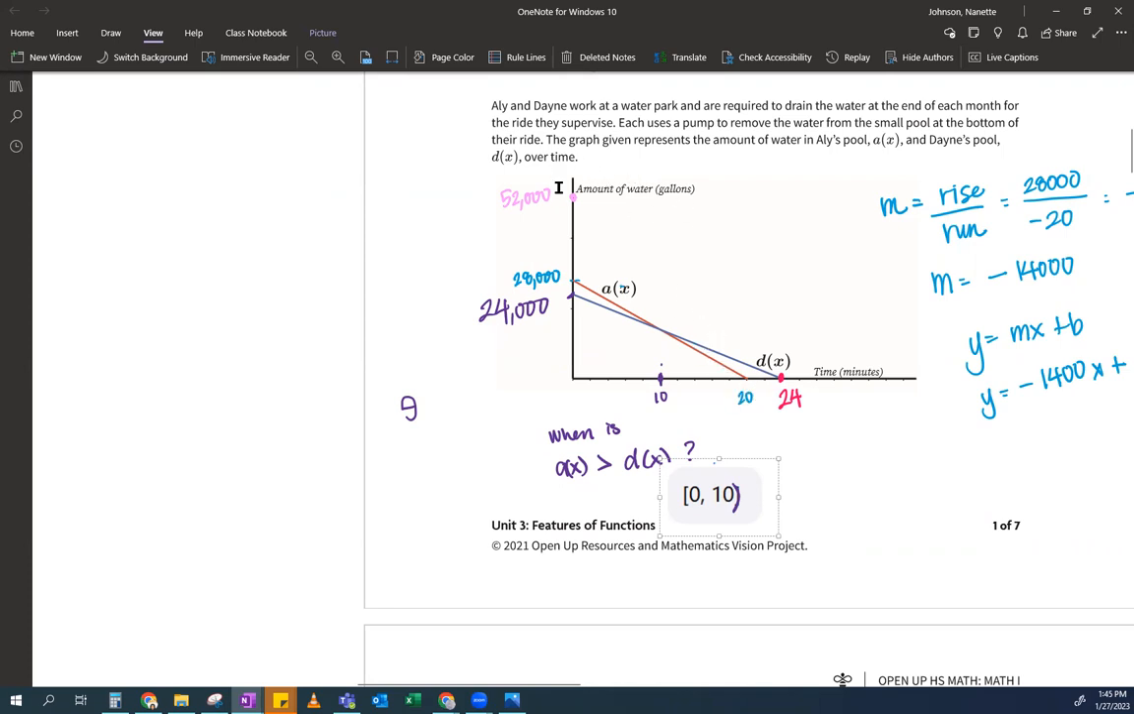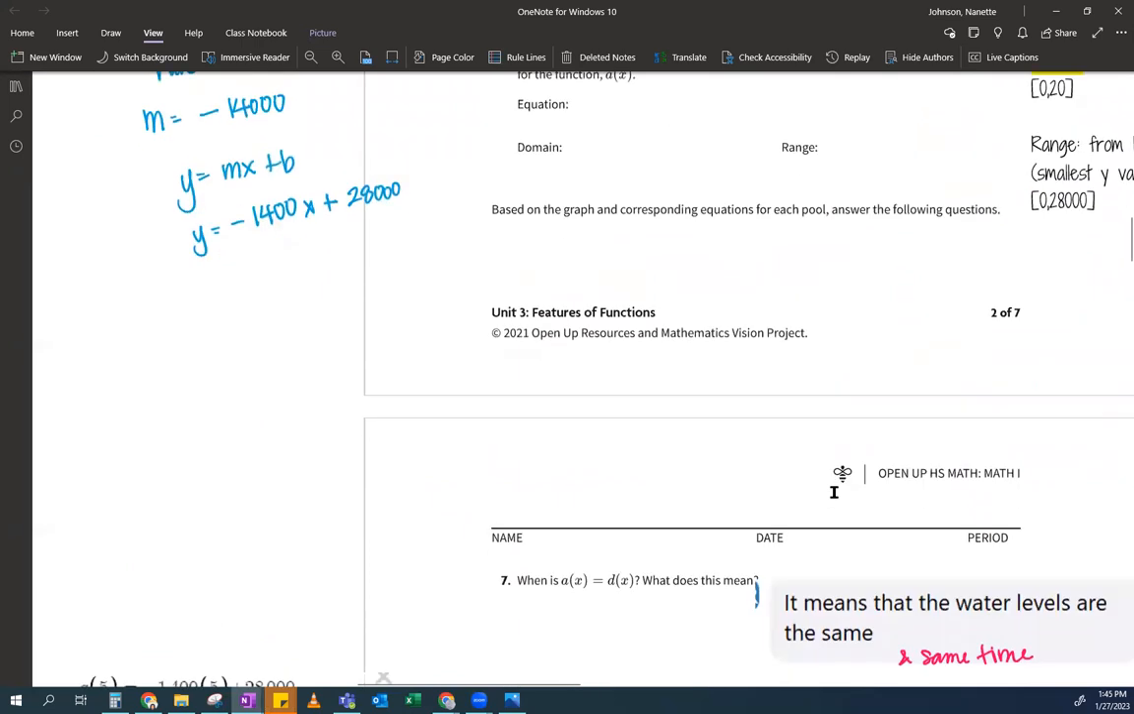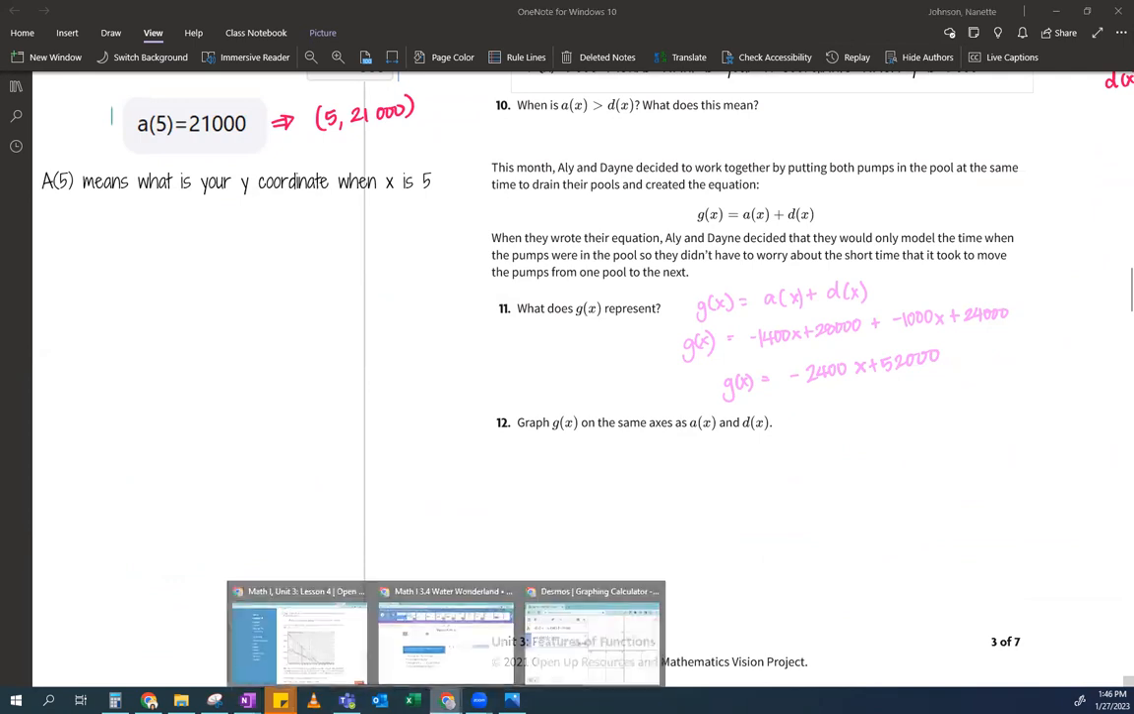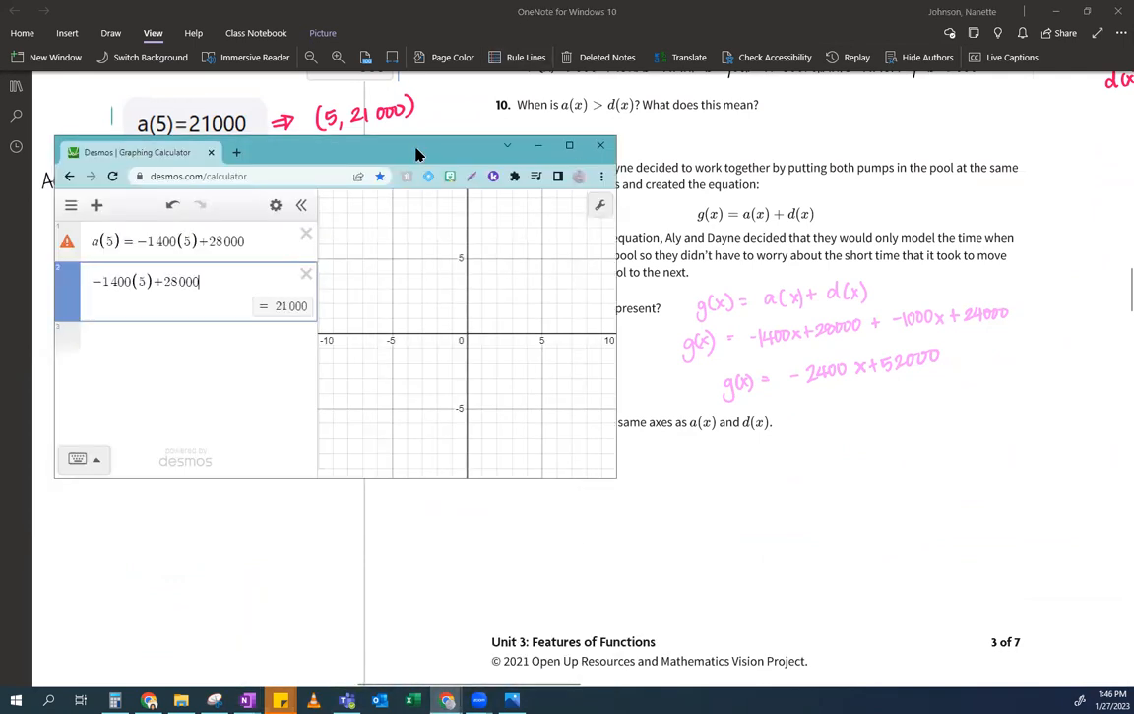So 52,000 gallons. When is the pool going to be completely drained? I want to know where it hits here. I'm going to find that out. You can find this out by either solving for 0 or doing whatever. I'm actually going to graph this on my Desmos.